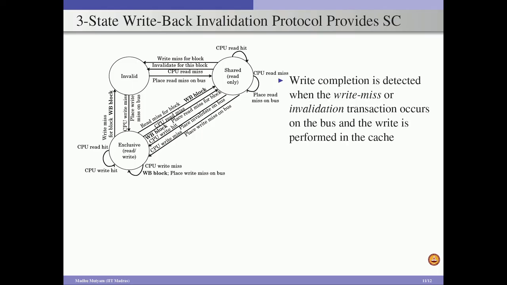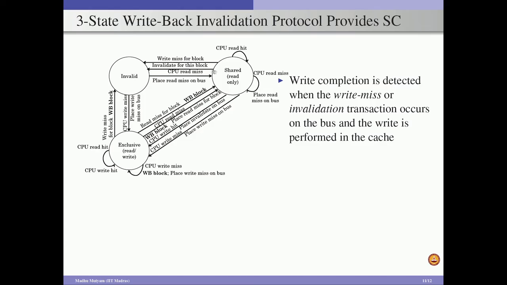Now, we will see the write completion. So, write completion is detected whenever a write miss or an invalidation transaction is placed on the bus and the write is performed in the cache. According to our 3-state write back invalidation protocol, whenever we are going to perform any write operation, if it is going to get a hit in the local cache, then it is going to place an invalidation signal on the bus.